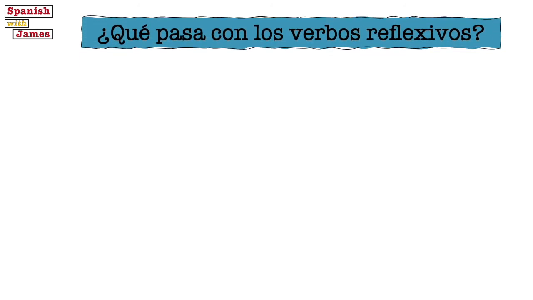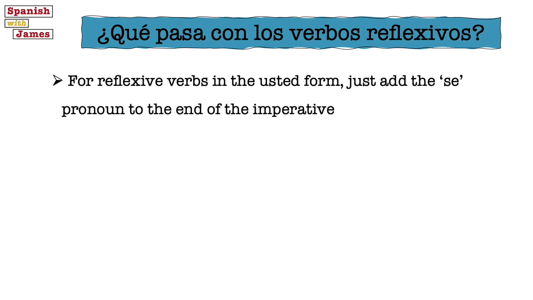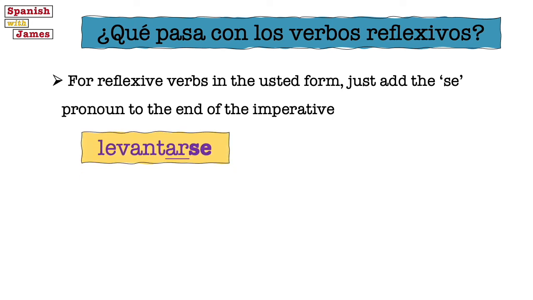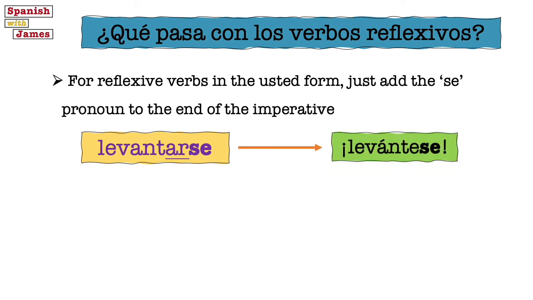¿Qué pasa con los verbos reflexivos en la forma de usted? So in the usted form, reflexive verbs are quite simple. You just need to add the se pronoun to the end of the imperative. So levantarse, if we forget about the se and just take levantar, we'd normally give that an E ending because it's all back to front. That would become levante. And then we add the se again. So levántese. Levántese, por favor.